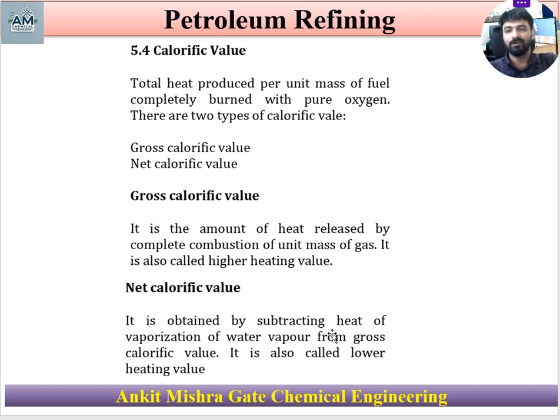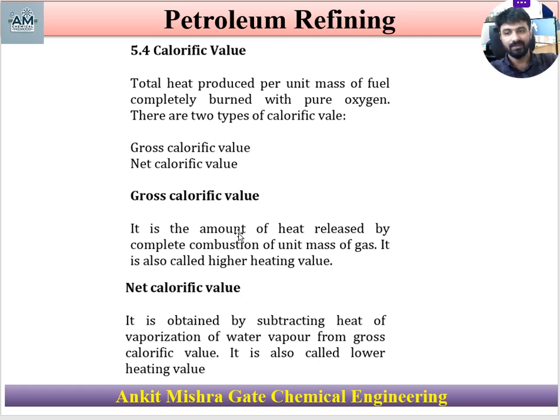Now coming to the calorific value, because ultimately if we are using any fuel, then the fuel is used for energy production, right? So here you can see that calorific value is related to the energy production of the fuel. That can be defined as the total heat produced per unit mass of fuel completely burned with pure oxygen. So in the option you have to remember that pure oxygen, so fuels are burning in complete oxygen condition, meaning there is no possibility of carbon monoxide formation. Due to complete combustion, CO2 formation will be there, and this is divided into two parts, that is gross calorific value and net calorific value.